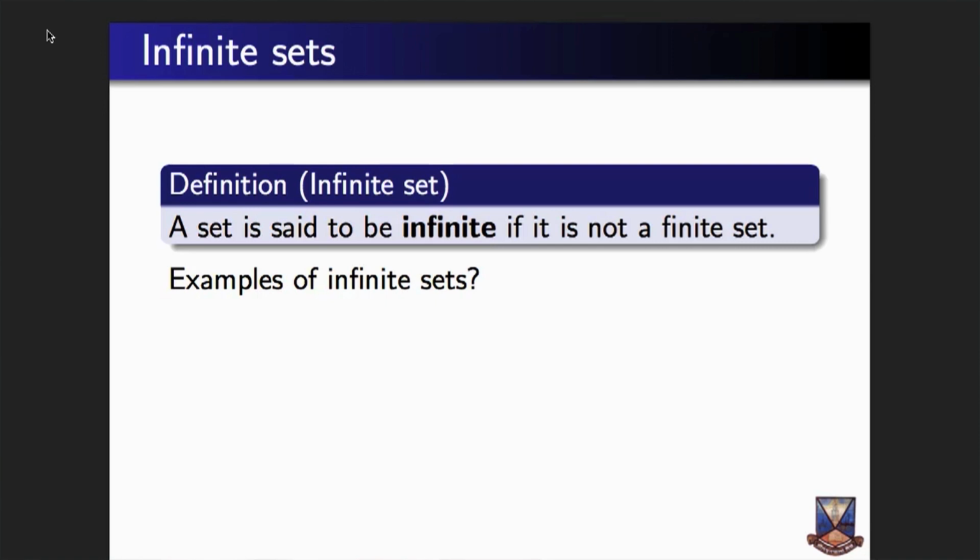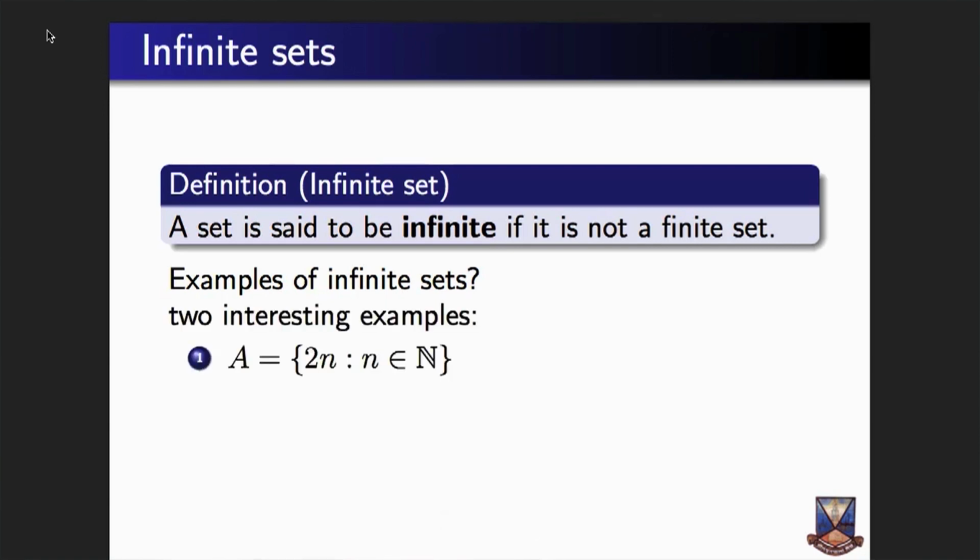Now, obviously, you must have come across a lot of infinite sets at your undergraduate level, and so I am sure that you know many examples of infinite sets. But I am going to choose two interesting examples to understand the concept of infinite sets. The first example is the set of even natural numbers, written as A equal to {2n where n belongs to the naturals}, and the other set I am taking is the closed interval 0 to 1, that is, all the real numbers lying between 0 and 1.